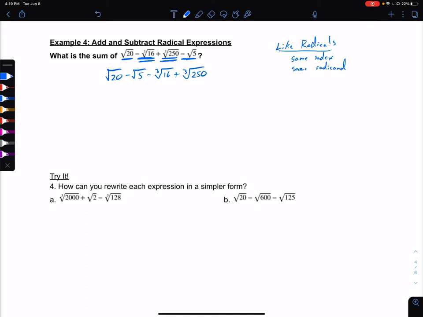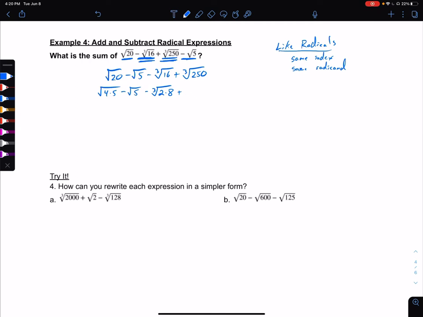Nothing here has the same radicand. However, the radical 20, we might know ways to break this up. Radical 20 can be rewritten as radical 4 times 5. We're looking for perfect squares that go into 20. A factor of 20 that's a perfect square would be 4. So we would subtract this radical 5. And then these cube roots, we want to do the same thing. Are there any perfect cubes that are factors of 16? Well, there are: 2 times 8, 8 being a perfect cube.